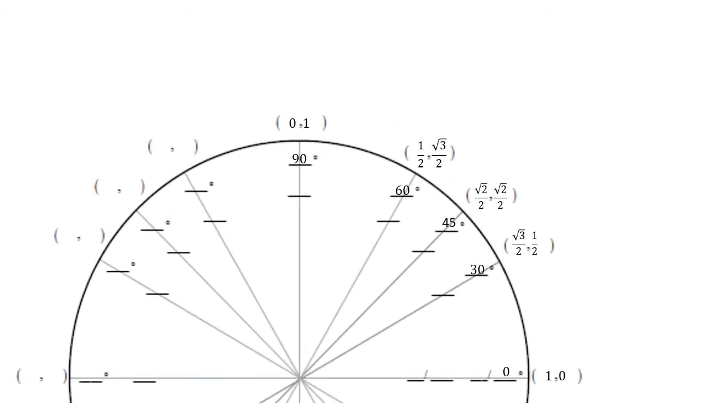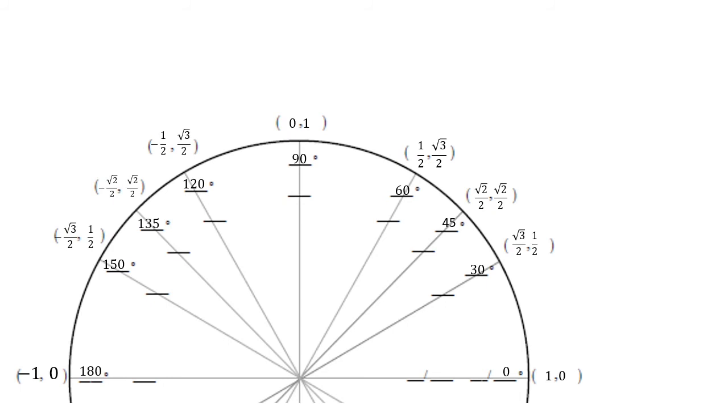Now as we go from 90 to 180, what you're going to notice is we have a negative x coordinate. So arc cosine of -1/2 will be 120. So you notice there's not a negative output for cosine. Arc cosine of -√2/2 will be 135. Arc cosine of -√3/2 will be 150. And arc cosine of -1 will be 180.